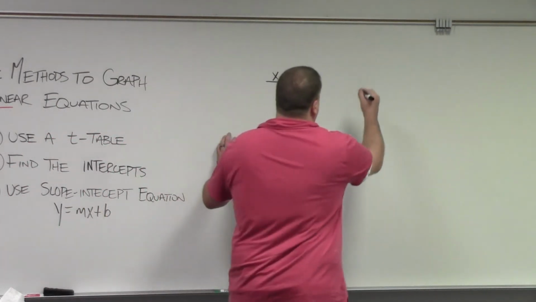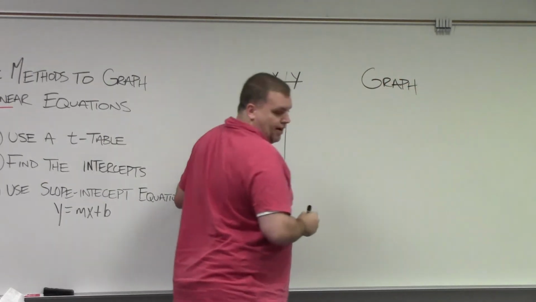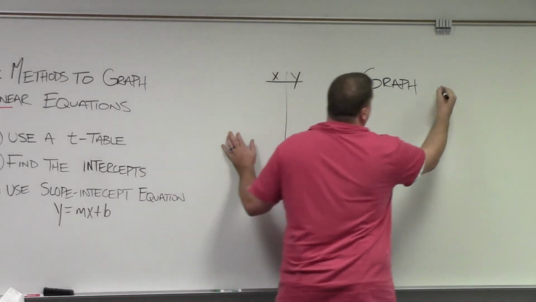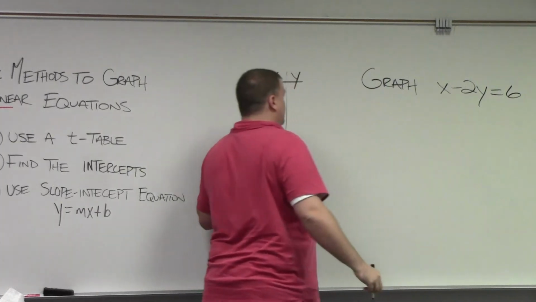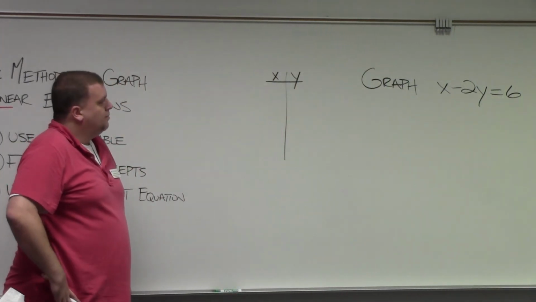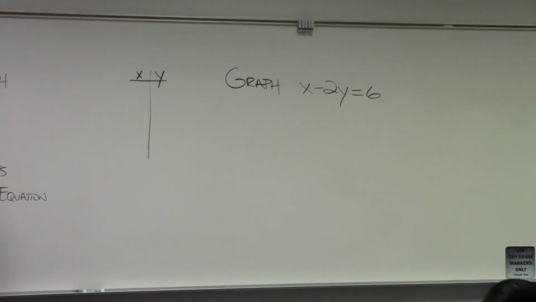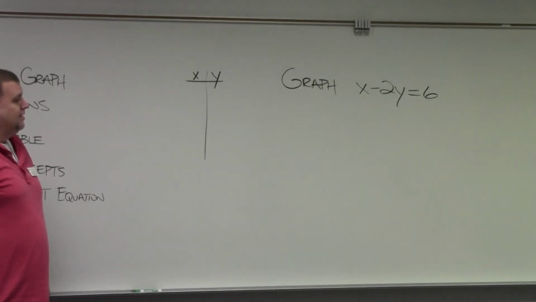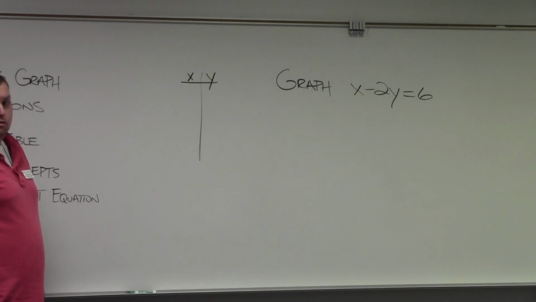And for the first problem, we're going to graph x minus 2y equals 6. So we can plug in any three numbers that we want. Would it make sense to plug in like negative 100 or anything like that? No. Keep the numbers small, keep the numbers simple. So what are some three small values that we could plug in for x to get y?